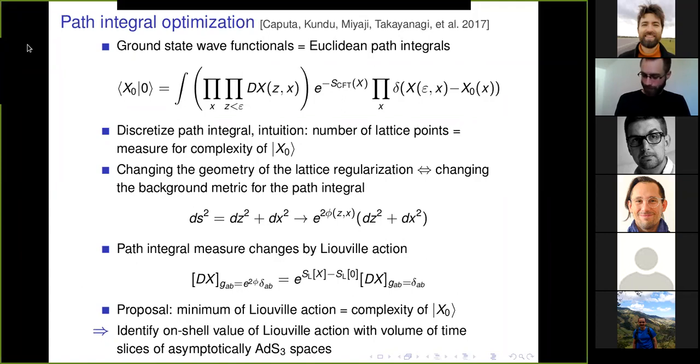One can consider particular examples of solutions of Liouville equations of motion and plug these solutions back into the Liouville action. And the final result of this calculation is actually that the on-shell value of this Liouville action is equivalent to the volume of some extremal slice in asymptotically AdS space. Okay, thanks. So this is explained in the reference that you write about? Yeah, this is explained in the reference here. Great, thank you.